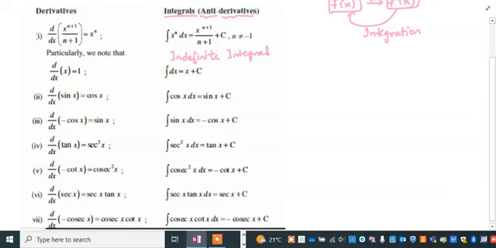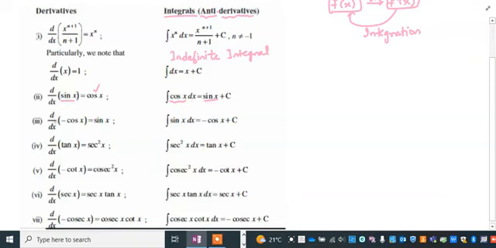Okay, so we originally had the function sine of x, which we differentiated to get cos of x. Now if we want to return back to the original function, what will we do? We integrate the function cos x, that gives us the function sine x.